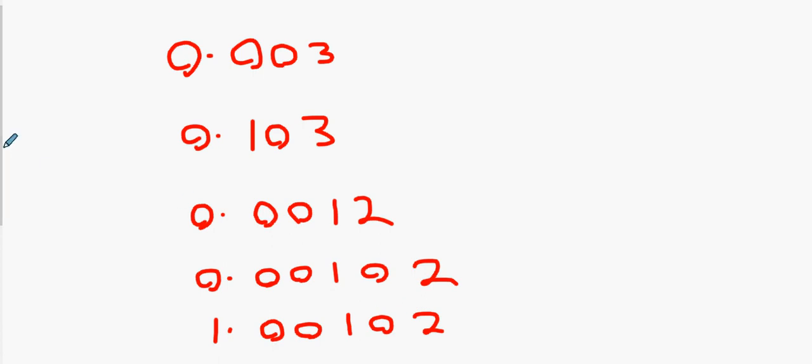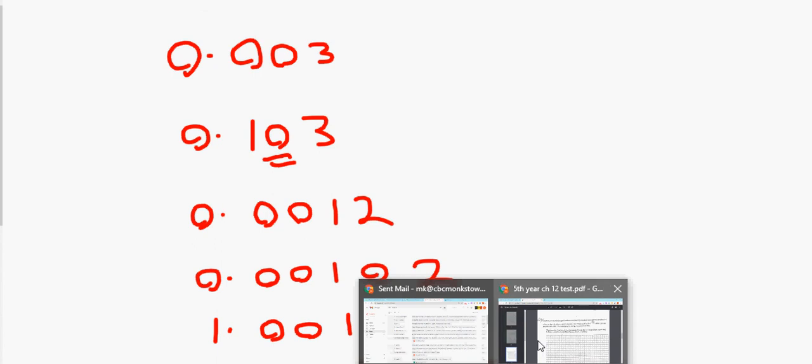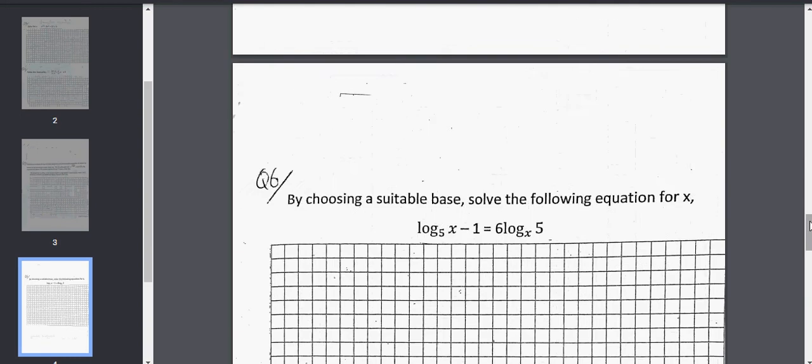All good? Alright. Zeros in the extremity don't count as significant figures, but when they're sandwiched in between, they do. So it's whether the zeros are in the middle or out to the sides that matters. Okay? What's the next question we're on? Oh, this one.